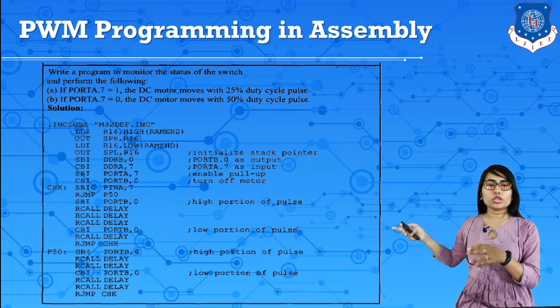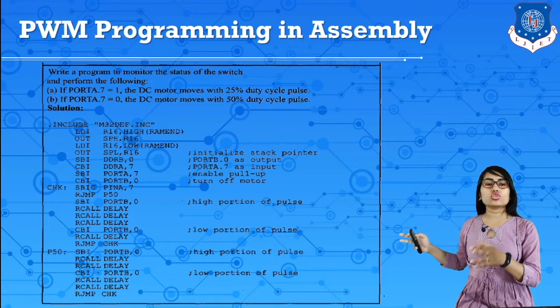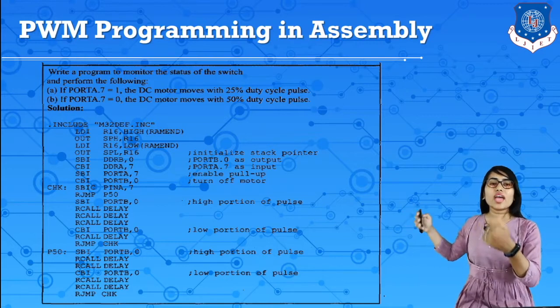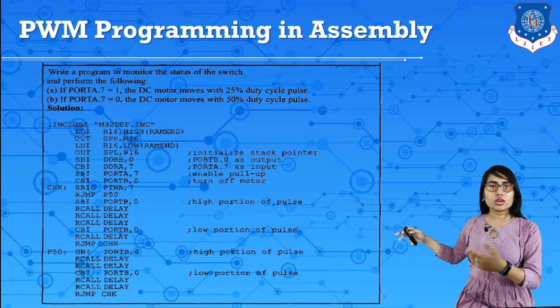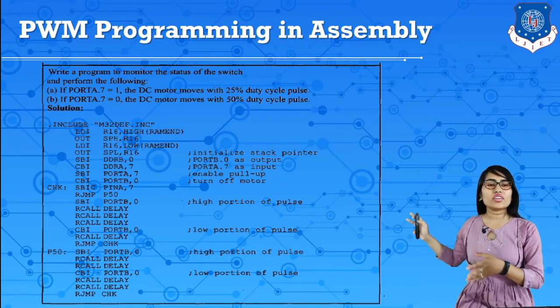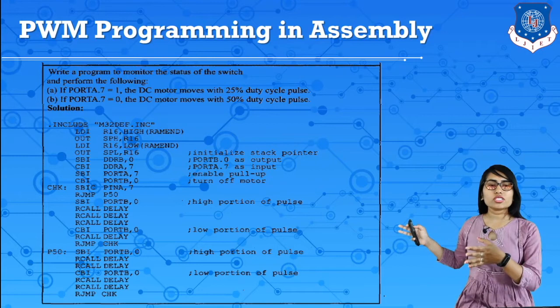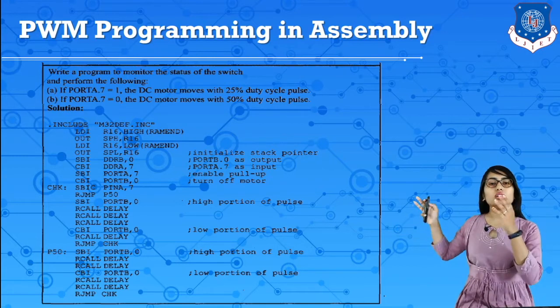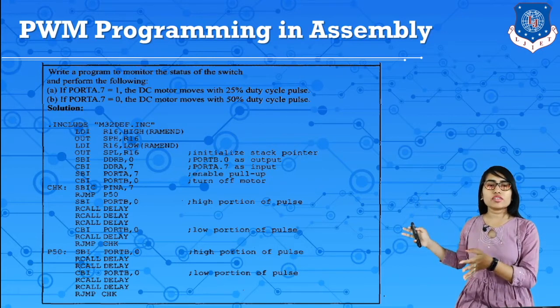So PORTB.0 is set to 1, then call delay, and then it is set to 0. So continuously it sets the bit, then delays for 25%, and then clears the bit. So it will generate the 25% duty cycle when PINA.7 is equal to 1.